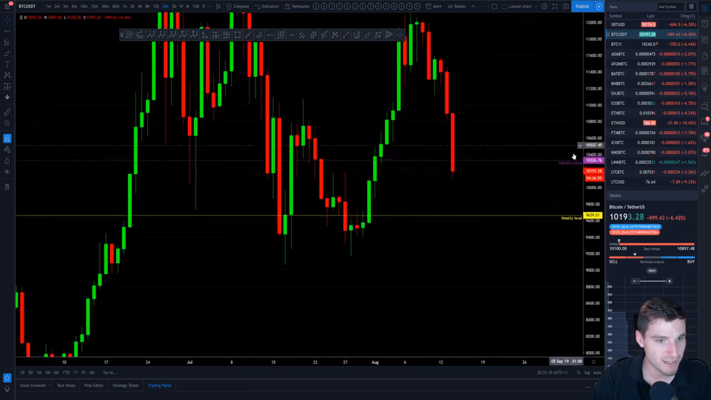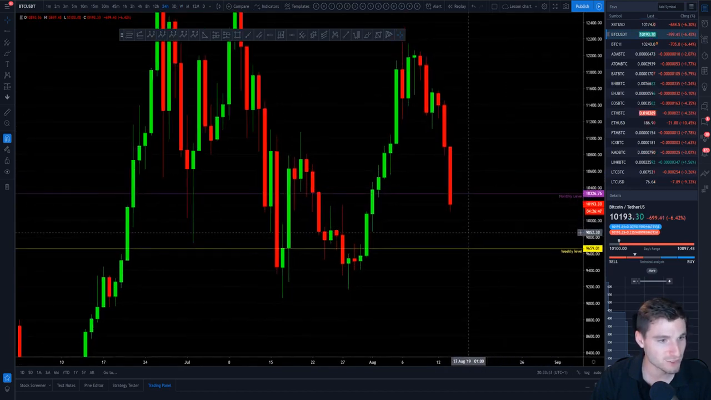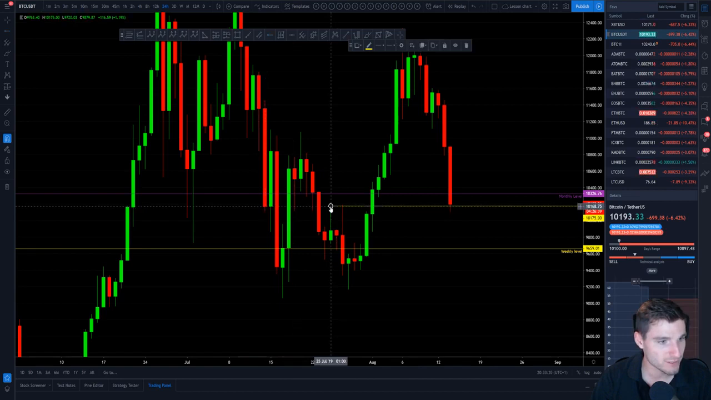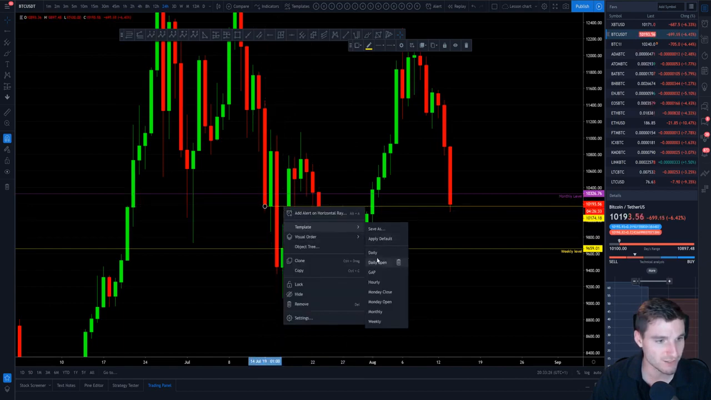Coming down to the daily, is there a nice daily level to add in here for scalping? These wicks are really pretty nice actually. This is a nice level because you've got a lot of wicks coming onto it, so we can say this is actually a nice relevant level.